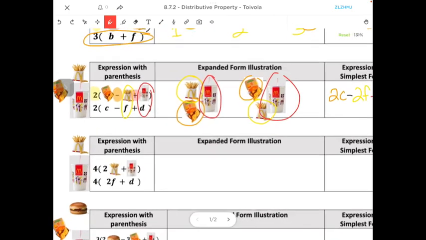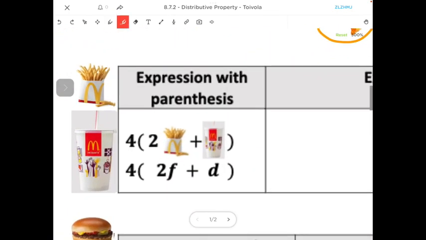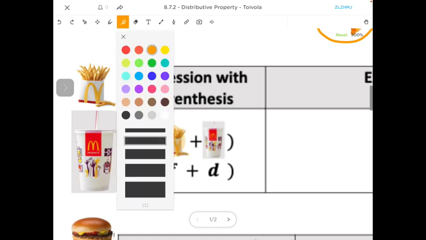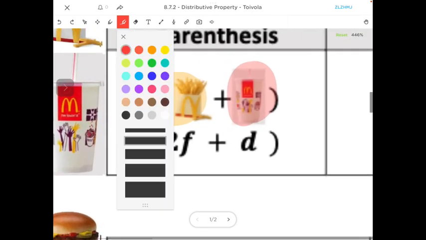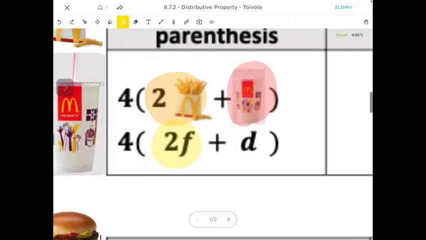So expression with parentheses. This time, inside the parentheses, we have 2 fries and 1 drink. That means each person apparently really likes fries. They're going to order 2 fries and 1 drink. And if you look down below, you can see where that matches again. There's 2 fries. See the 2F? But do you notice that there's no number in front of the D? That means that there's only 1 drink, right?